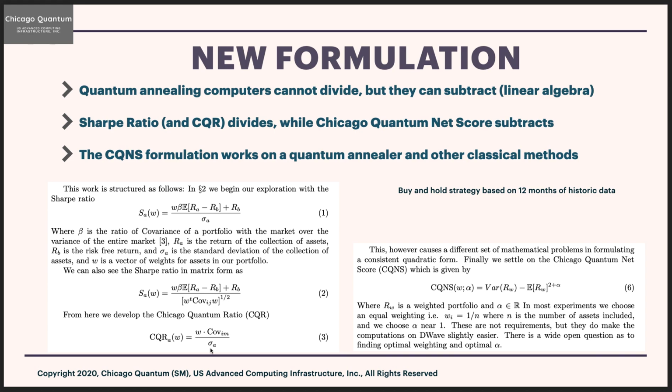And so this way you're just looking at hardcore market momentum. On the right-hand side, you see the Chicago Quantum Net Score. This takes the variance of that market, the basket of stocks or the portfolio, and you subtract off the expected return raised to a power. We do that to roughly equalize the impact of variance or risk and return on a portfolio. And so this works great. This is a buy and hold strategy based on 12 months of historic data.